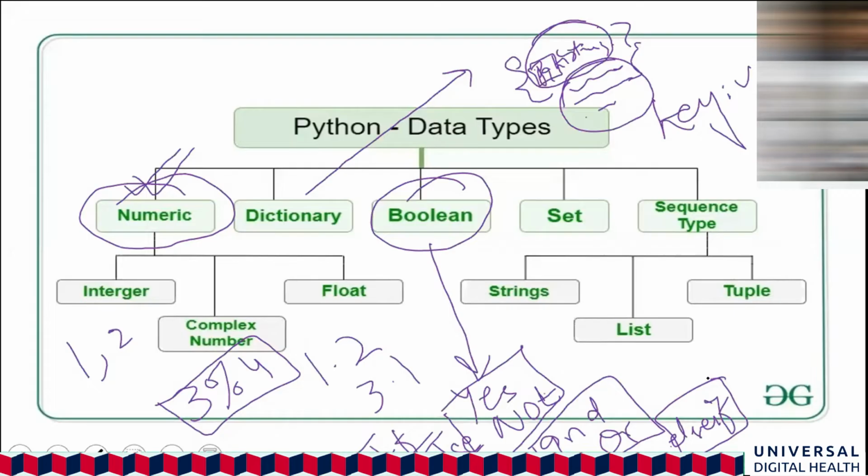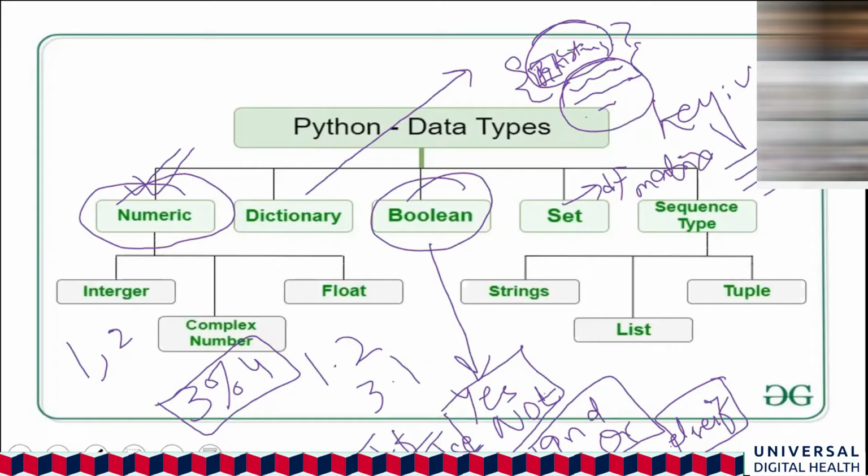Then on top of that, we have something called sets. Sets are basically data frames and matrices. So data frames and matrices. Matrices are basically lists that are arranged one on top of the other.